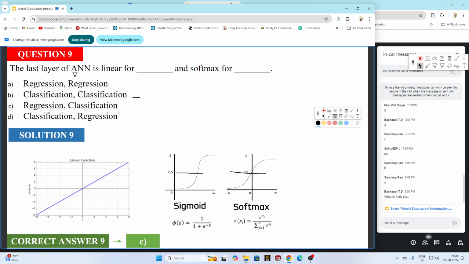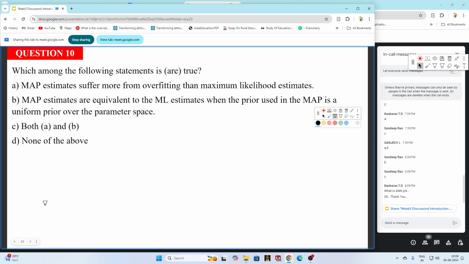So that is why sigmoid or softmax. What is ANN? ANN is artificial neural network. It can also be called NN, that is neural network or neural net. We generally use ANN, artificial neural network. So the last layer of an artificial neural network is linear for regression and softmax for classification. So option C is our correct answer. Again, this is also a simple question.